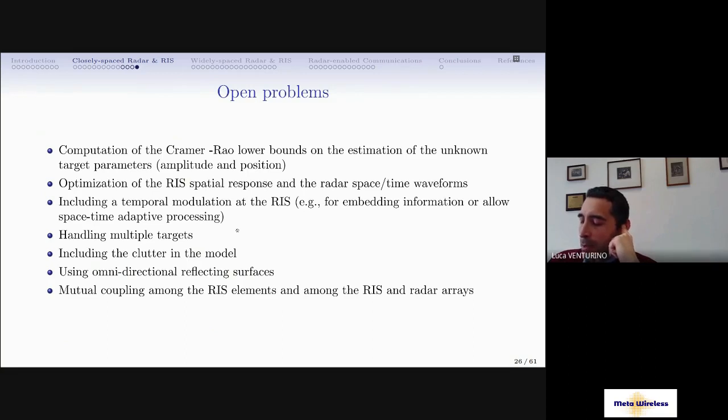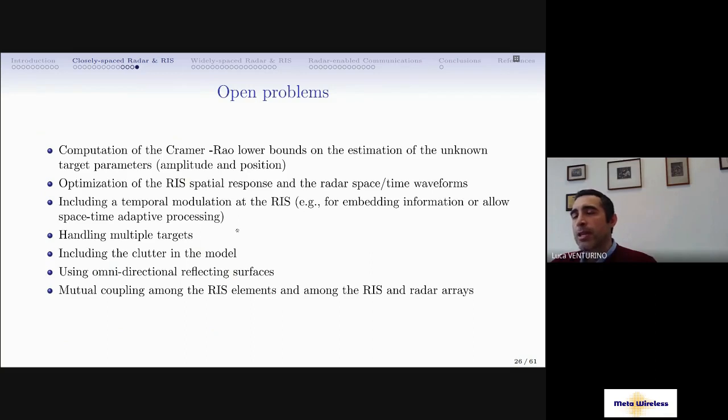So when we use an RIS, of course, we know it can provide a gain because we can phase align the responses of the elements to point toward a specific direction. But if in this specific direction, in addition to the target we are looking at, there is also clutter, which means there are other objects from the environment which produce unwanted reflections, these unwanted reflections will be captured by the RIS as well. So how we should optimize the RIS in the presence of clutter is still an unknown problem.